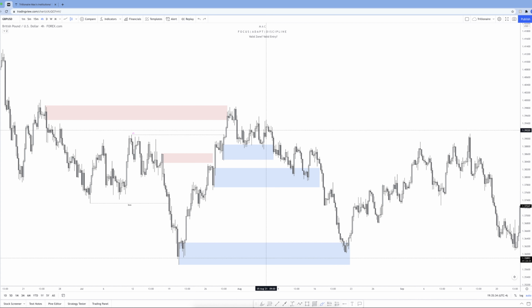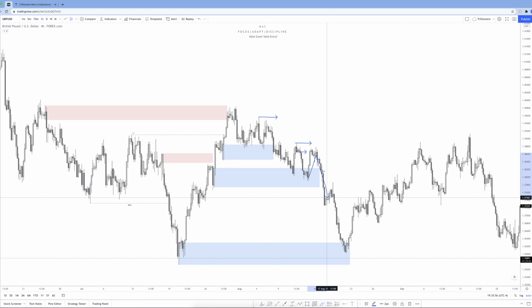So what does that mean? Well, let's look at it. So we push down into this demand here, and what happens? Then we push back to the upside and we create future or possible future supply. Okay, next we push to the downside, we react to this previous demand here, and what happens? And we create future supply.